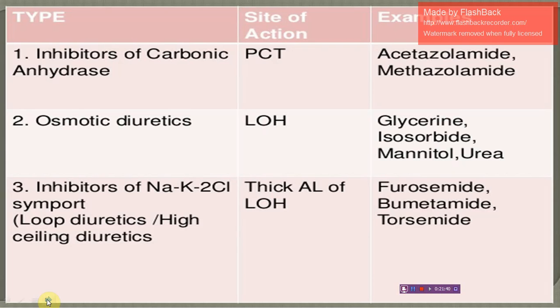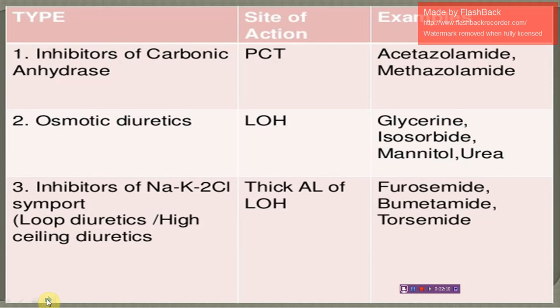Now, different types of diuretics, their mechanism of action and where they act. Type 1 is inhibitors of carbonic anhydrase. Site of action is the proximal convoluted tubule. Examples are acetazolamide, methazolamide. Osmotic diuretics: site of action is the loop of Henle. Examples are glycerin, isosorbide, mannitol, urea.